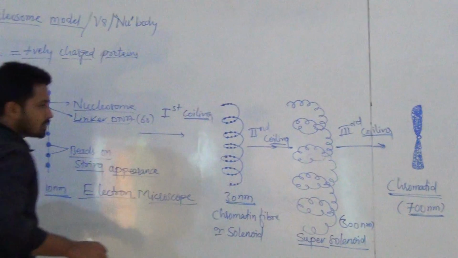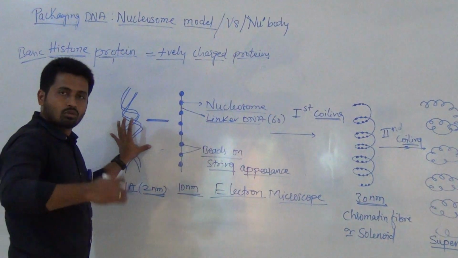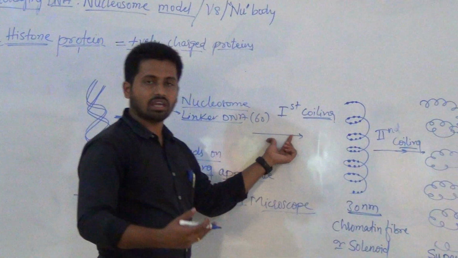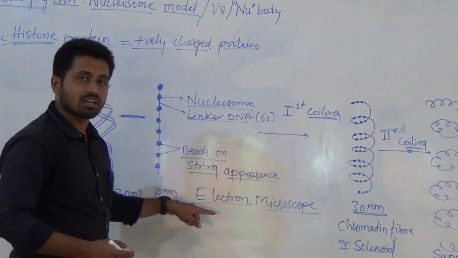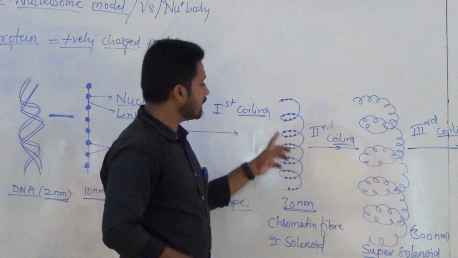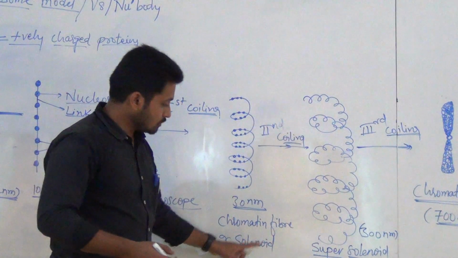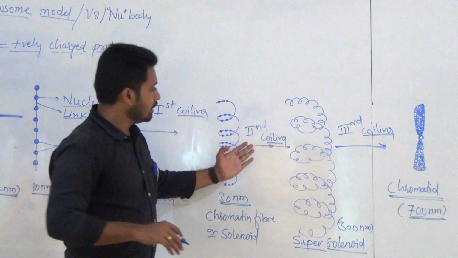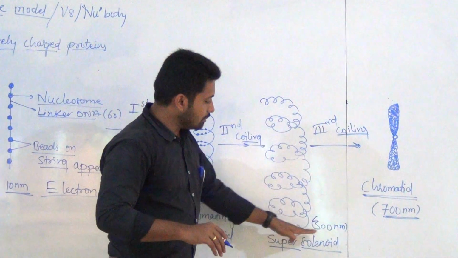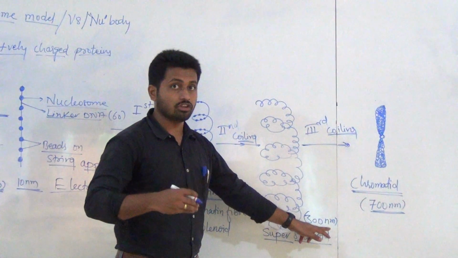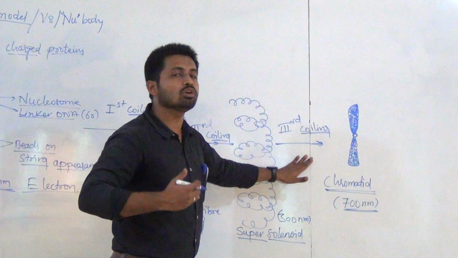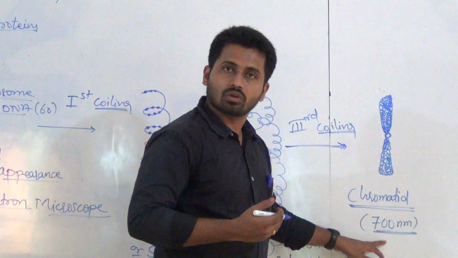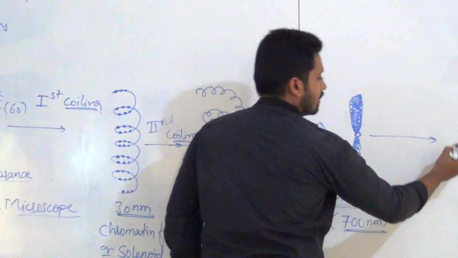First listen, it was our normal DNA. It is going to coil, and that is the first coiling. Here first coiling, here second coiling, like that. This is the beads on string appearance. Then after the next stage of coiling, it formed the chromatin fiber, or solenoid. All of this is taking place in the nucleus. Remember, the next coiling will give the super solenoid. What is the thickness? That is 300 nm. After that, high level of coiling or densely packing is the chromatid. And this chromatid, what happens?